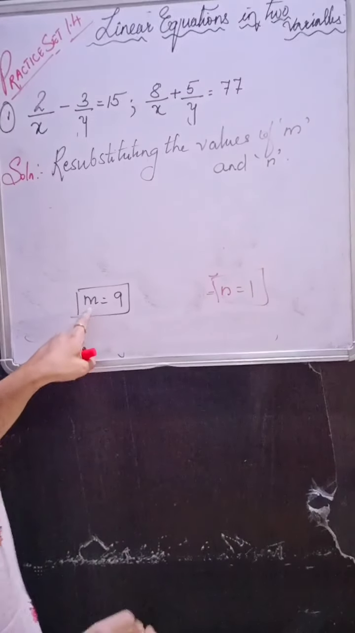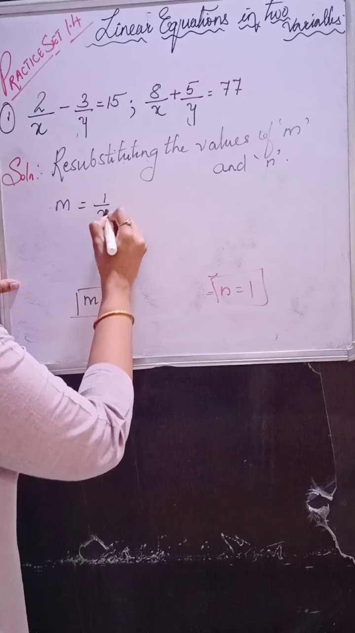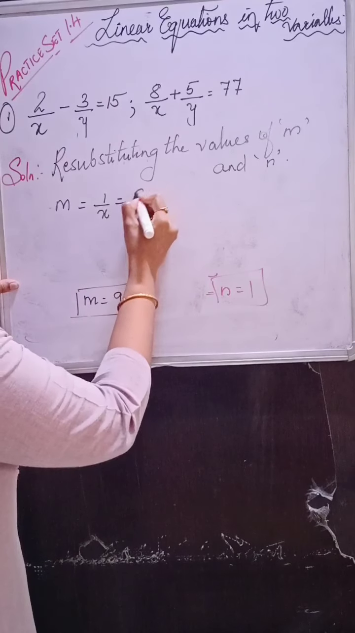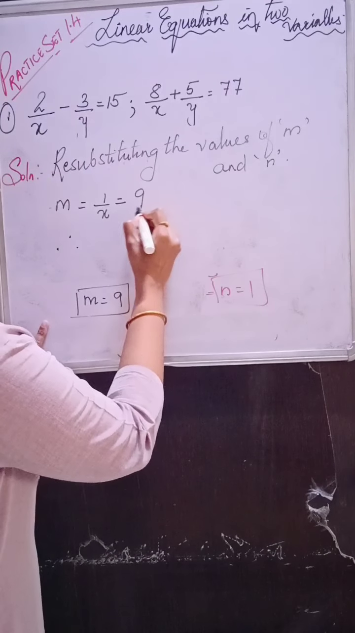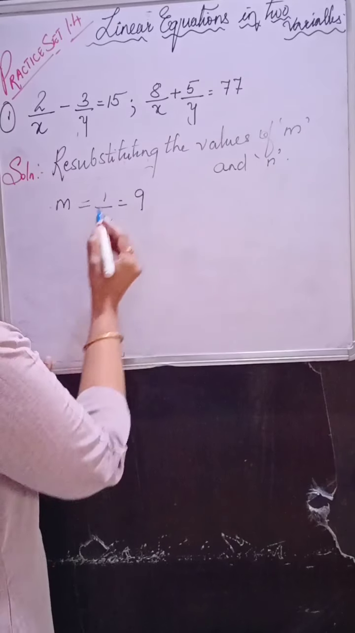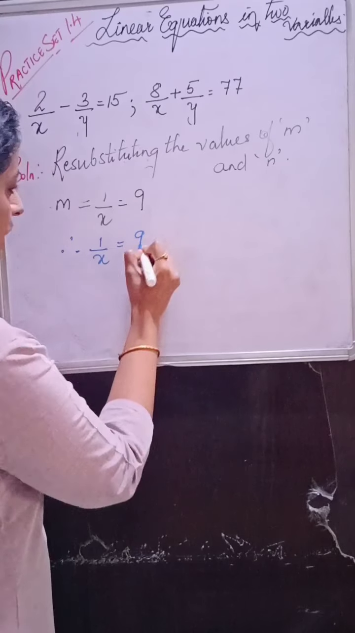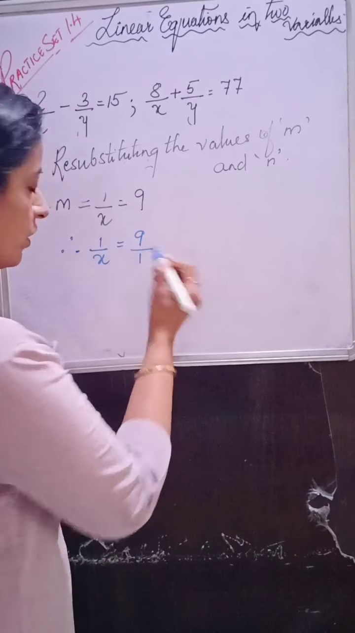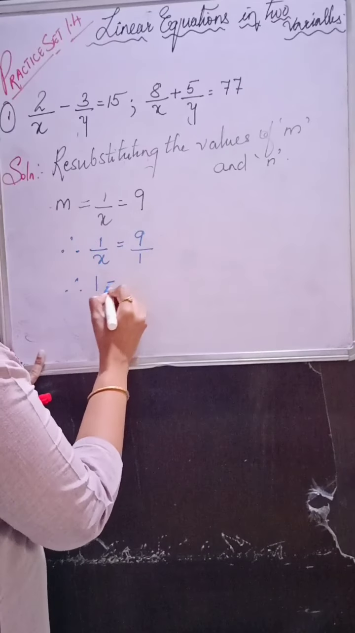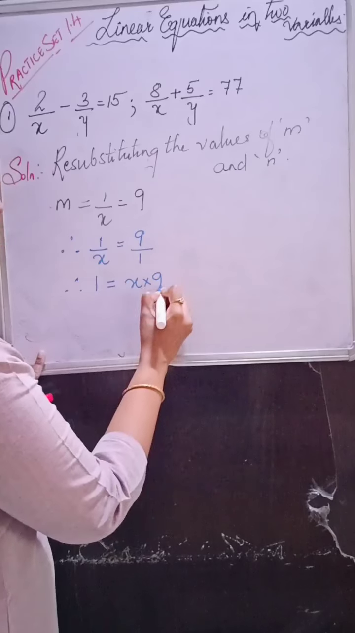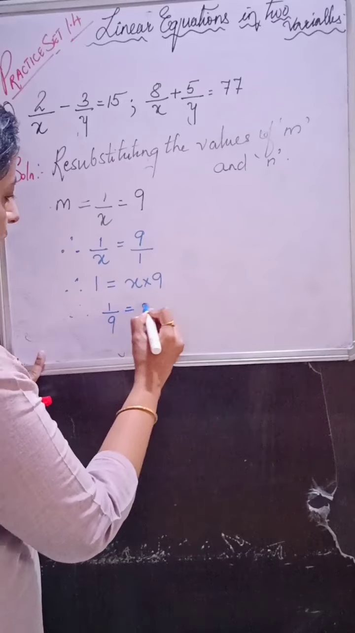We had taken m as 1 upon x. So m was 1 upon x and we got that answer as 9. Therefore, 9 means 9 upon 1. Now just go for cross multiplication. 1 upon x is equal to 9, which means this is 9 upon 1. Therefore, 1 into 1 is equal to x into 9. Therefore, what will be x? 9 goes to this side, it will become 1 upon 9 is equal to x.